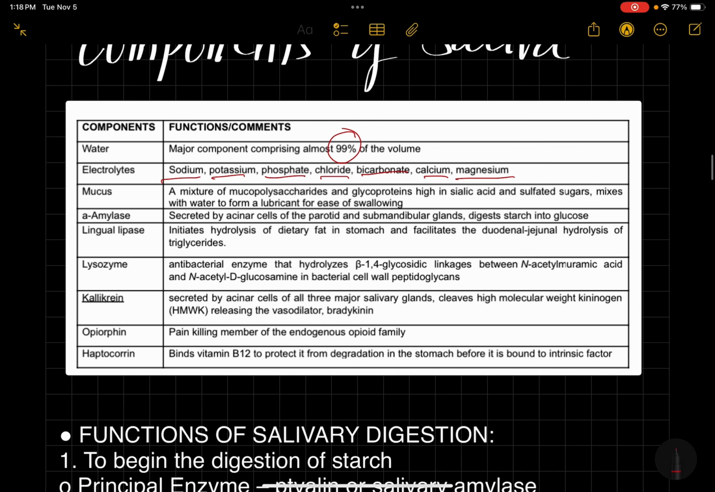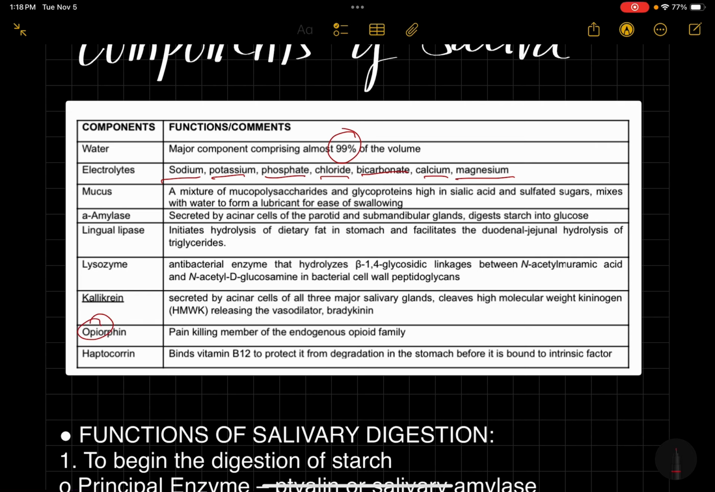We have kallikrein, secreted by acinar cells of the three major salivary glands, which cleaves high molecular weight kininogen, or HMWK, releasing the vasodilator bradykinin. We have opiorphin, a pain-killing member of the endogenous opioid family.